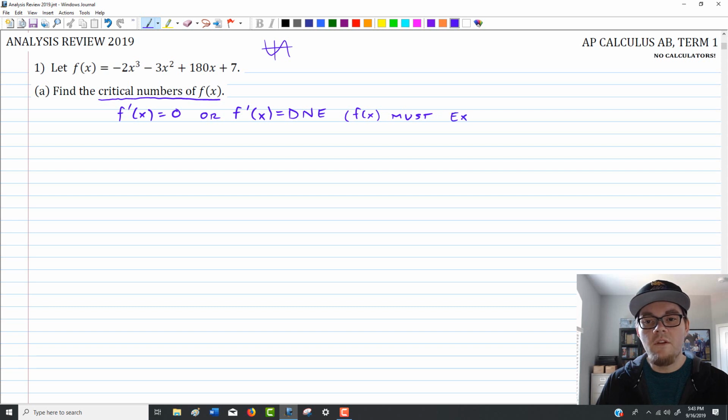I probably should use c for the critical numbers. In fact, I'm going to go ahead and change that. I'm not going to refilm it, but I will change it. So in each of these cases, we're going to say f prime of c equals 0, or f prime of c does not exist, but f of c for sure exists.